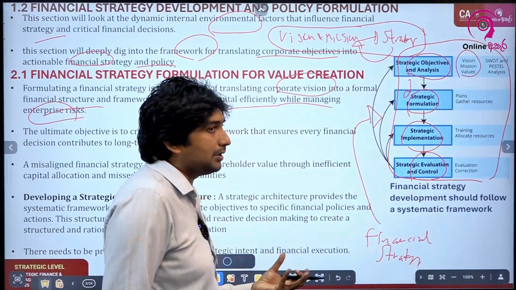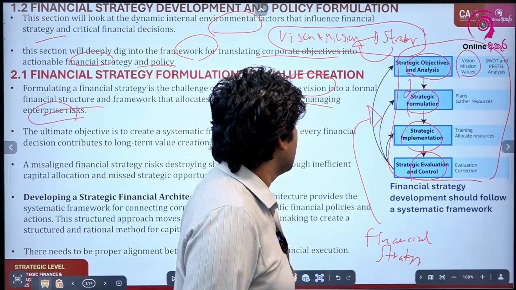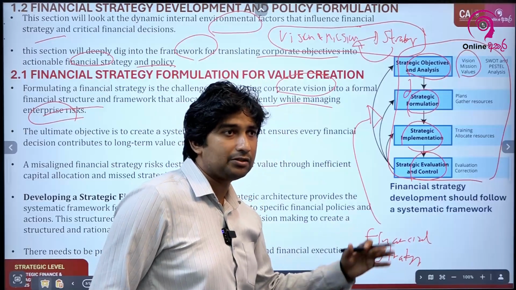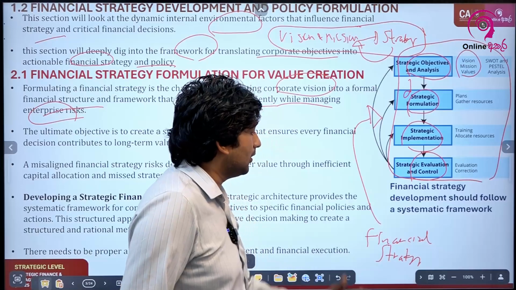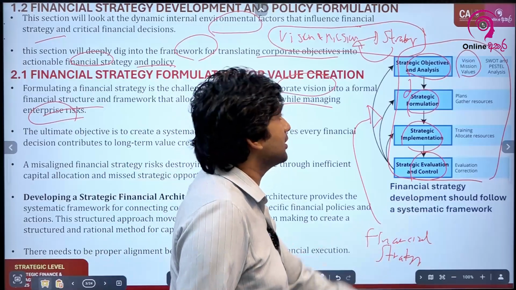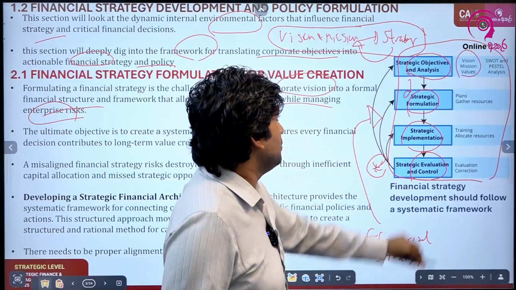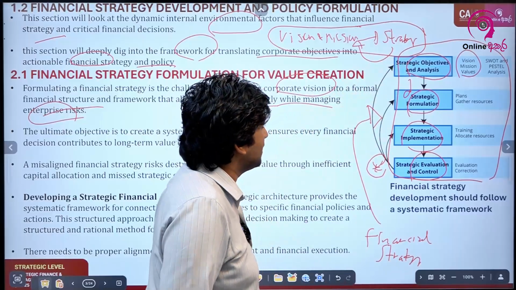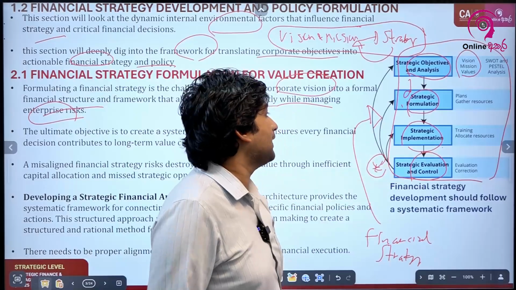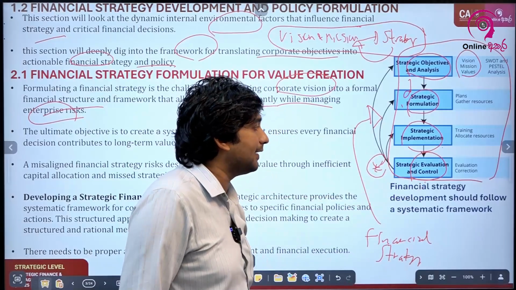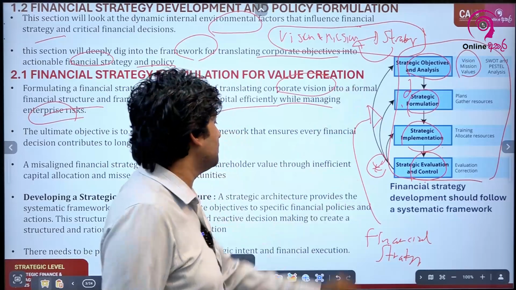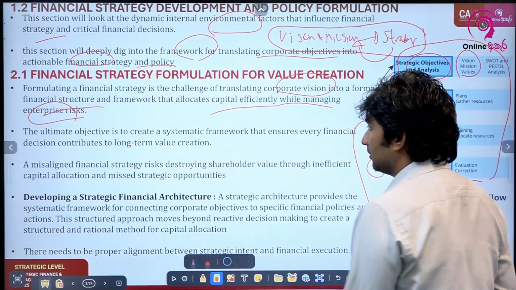Financial strategy development should have a rational, systematic methodology. It cannot just be wishful thinking. Your financial strategy development should have a proper structure, a proper rational and logical basis. This is that logical basis. You have your strategic objectives, corporate mission and vision. Based on that, you develop your financial strategy and implement it, and thereafter you need to evaluate your strategy and take rectification measures. So this systematic framework should be used when you develop financial strategy.